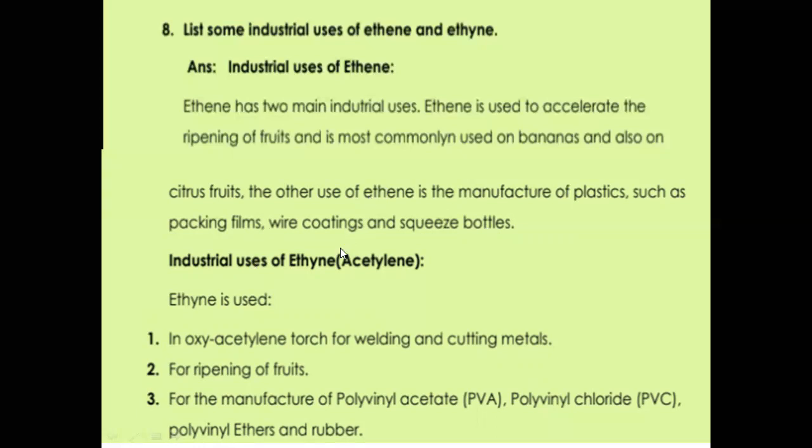While ethyne, which is also called acetylene, is used in the oxyacetylene flame. That is, I told you, the flame which has very high temperature, and it can be used for welding and cutting of metals. Like alkenes, alkynes or ethyne is also used for artificial ripening of fruit, and like alkenes, it is also used for the manufacture of polyvinyl acetate, polyvinyl chloride, polyvinyl ether, and rubber. Like in the manufacture of polymers, and those polymers like plastics and rubbers.